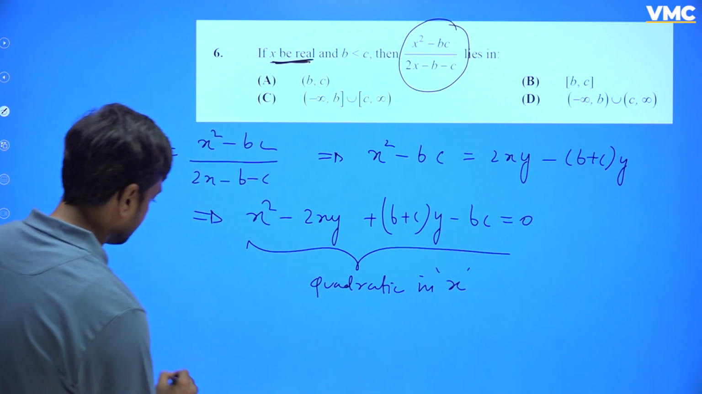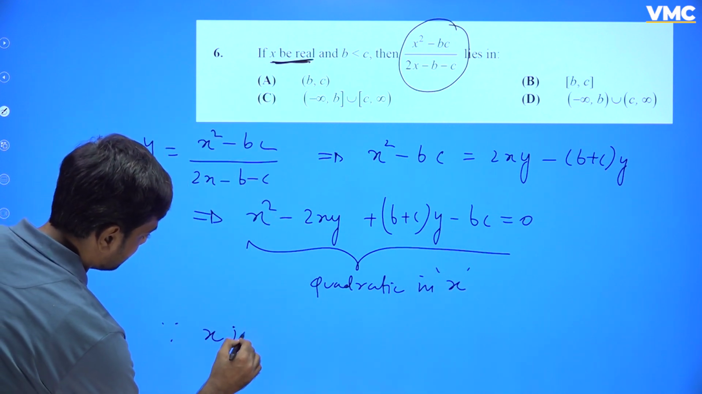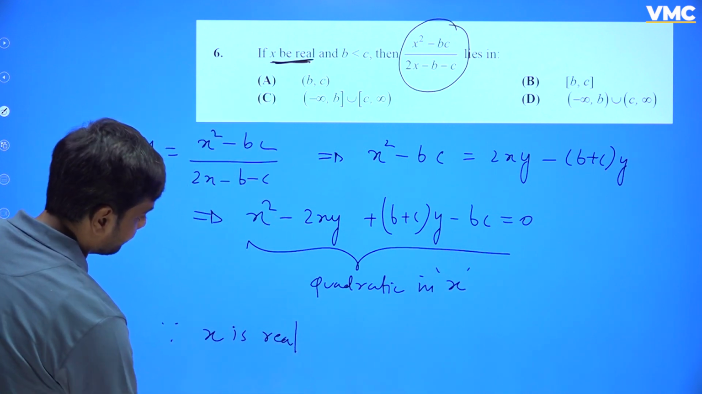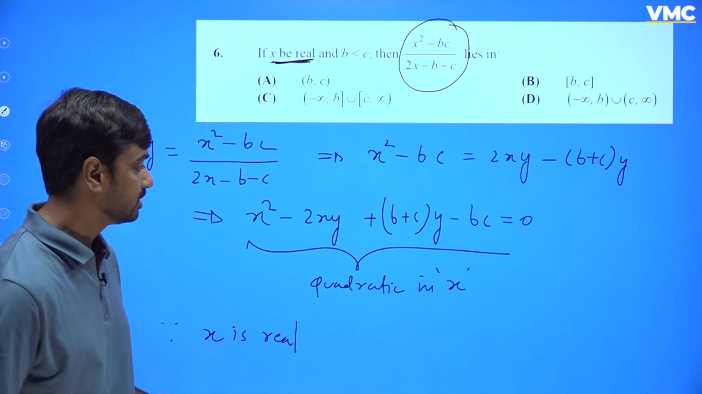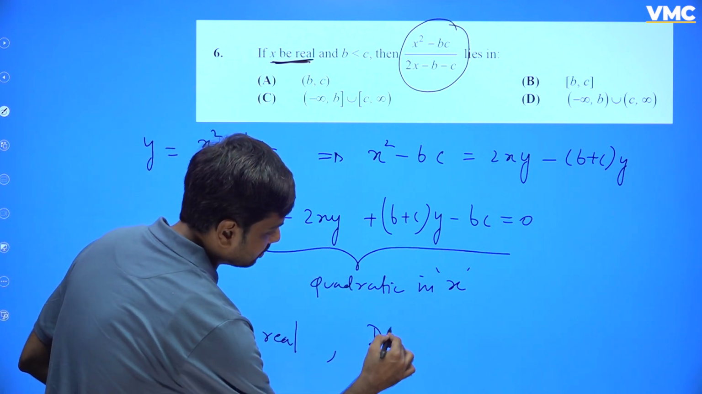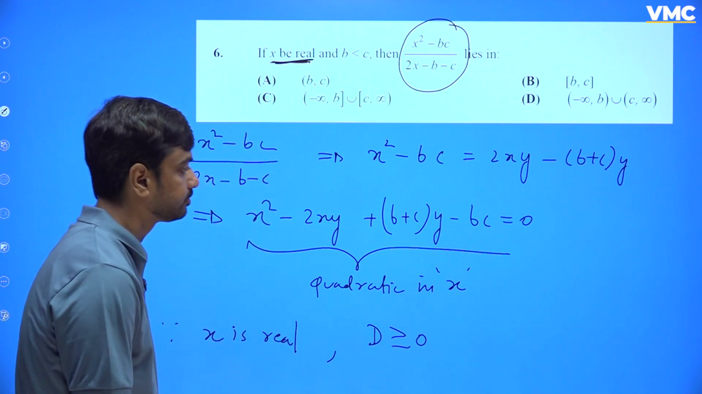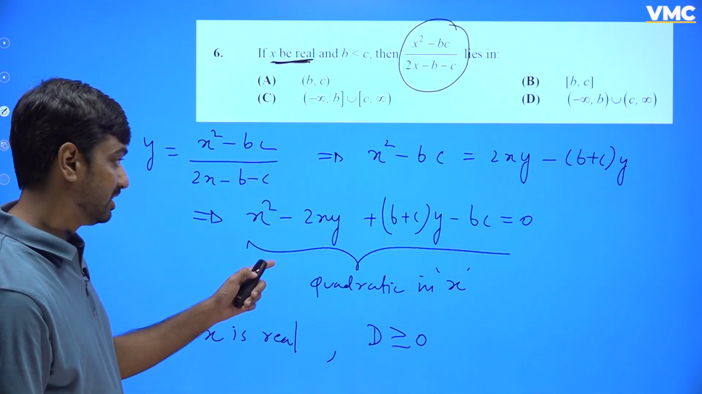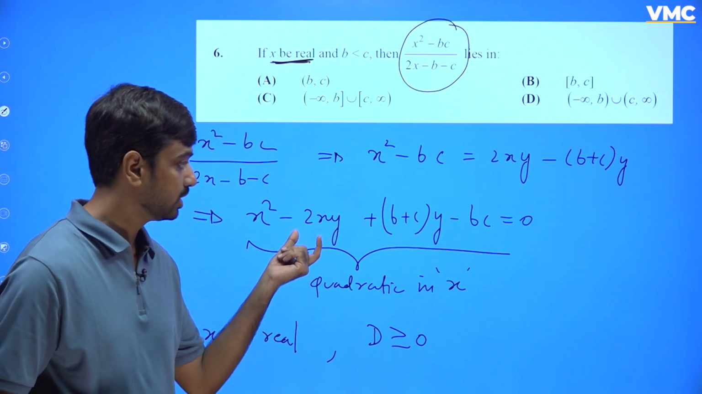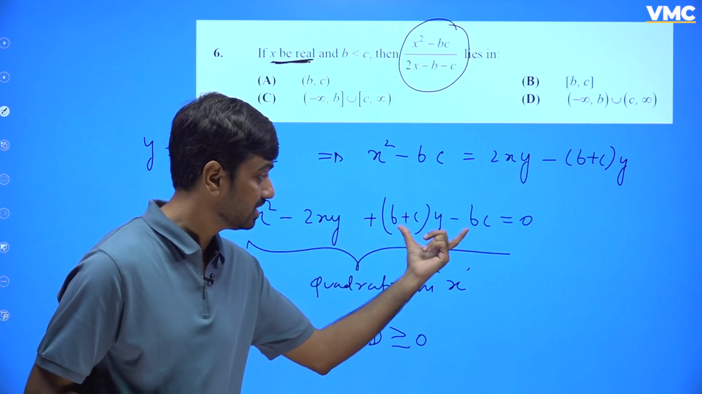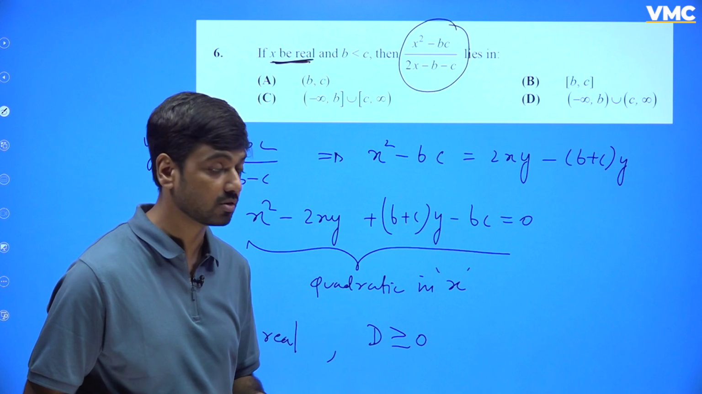Now since x is real, it is given x is real, then for this quadratic, discriminant has to be greater than or equal to 0. So the coefficient of x is minus 2y, and we have to treat the last two terms as a constant.